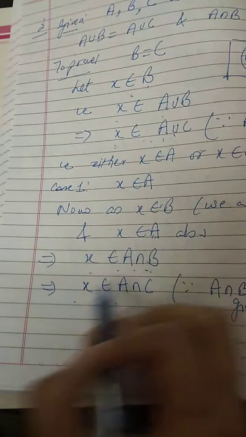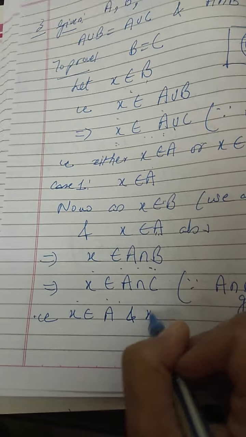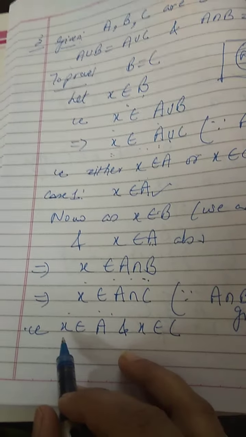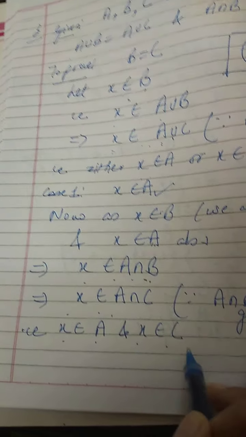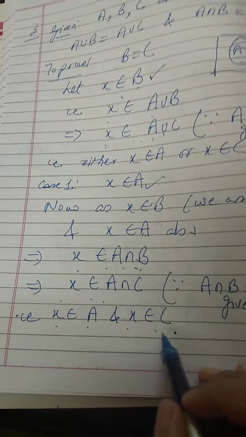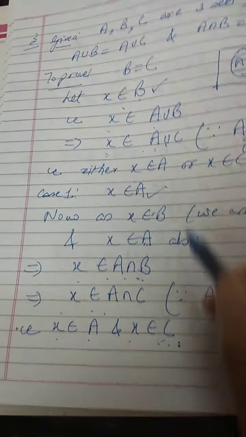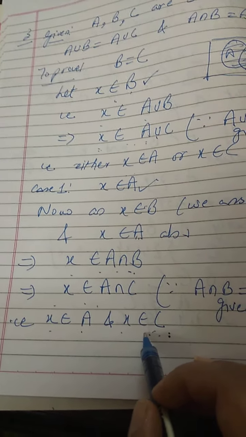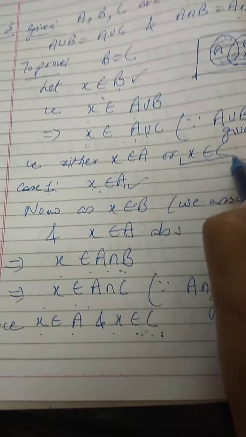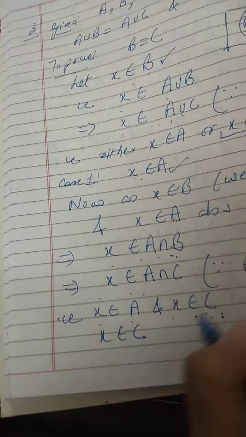If x belongs to A intersection C, that is x belongs to A and x belongs to C. In the beginning already we have assumed x belongs to A. That means x belongs to A is there for sure, but x belongs to C we have concluded. So if x belongs to B in the beginning we took, and we have reached that x belongs to C, the element which is present in B, we have proved that the element is present in C also. Even here, when the case 1 we took x belongs to A, case 2 is x belongs to C also. So this thing we will mark that x belongs to C.